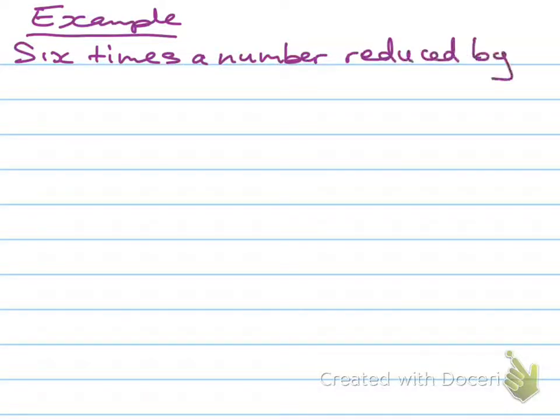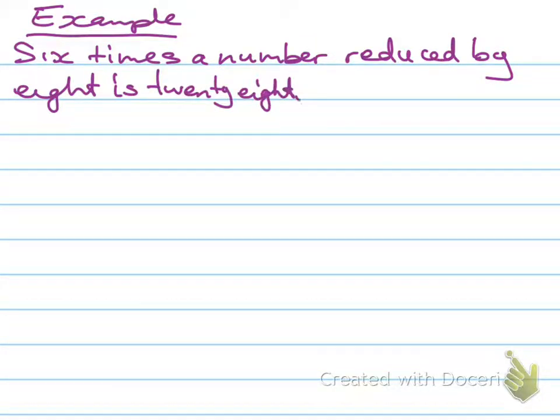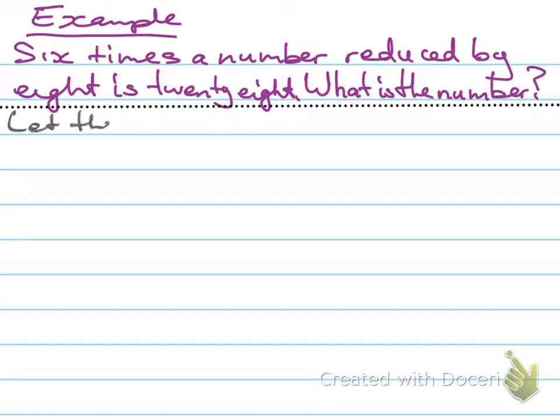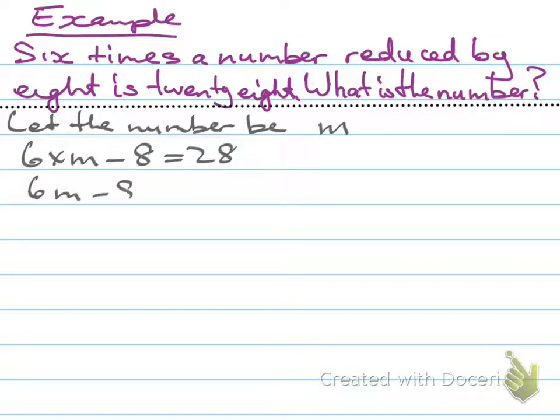Let's say you are given: 6 times a number reduced by 8 is 28. What is the number? Now we want to come up with an equation. We are going to use letters. You say, let the number be m. And then you say 6 times the number, which is m, reduced by 8, minus 8, is equal to 28. Then you solve for m.